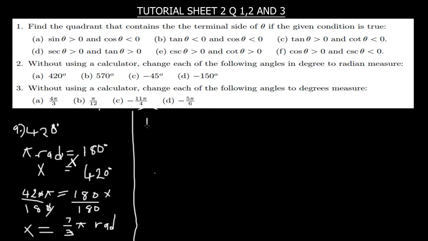So for B, try it on your own, try it yourself alone, and see to it that you get 19 over 6 as your answer. 19 over 6 pi in radians. That is your answer on B.